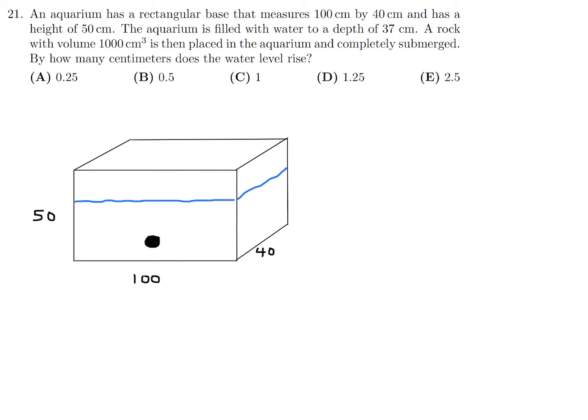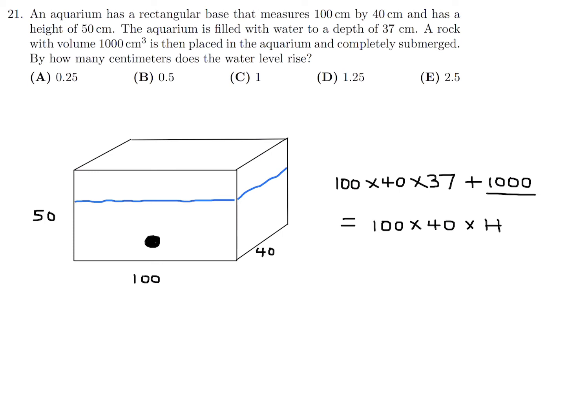Okay, so initially the volume is going to be 100 times 40 times 37, correct? But then when you add this rock, it increases that volume by 1,000. And then that is equal to the same base, 100 times 40, but you have to multiply now by a new height. And that new height is not going to be 37 because you've added 1,000 cubic centimeters of volume.